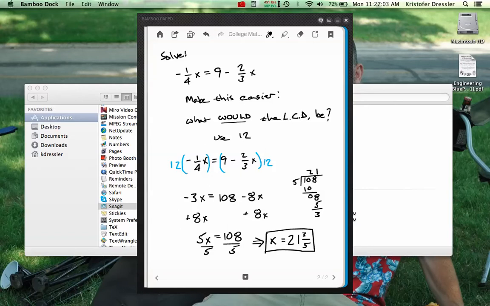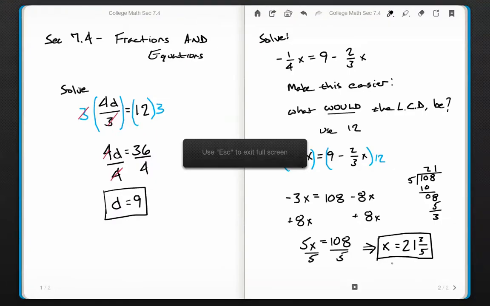Alright, so here's this fraction problem, but again, we're starting to do some hard math problems. And it's like, what's the point? Why are we doing this? And again, I'm an engineer. Math is supposed to be a tool to solve real problems. So let's take a look at a real problem that involves this.